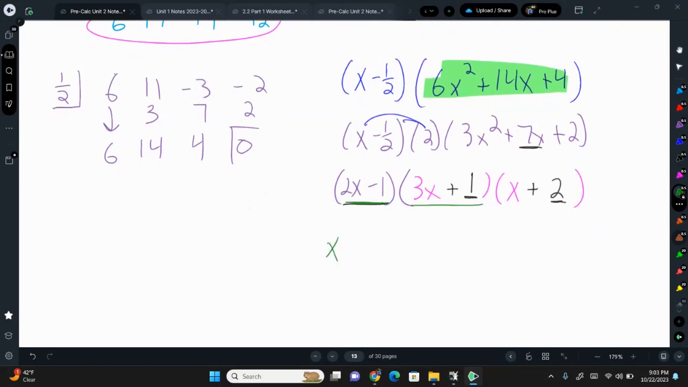So then for our zeros, this one is going to be x equals positive 1/2. We already found that. This one's going to be x equals negative 1/3. And then this one's going to be x equals negative 2. So those would be our 3 zeros.